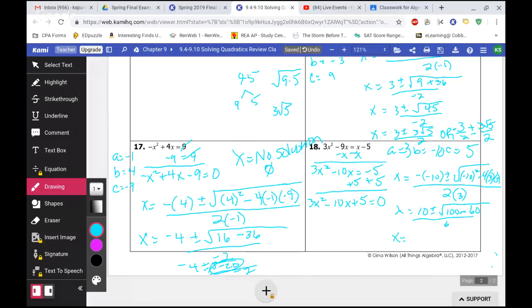So now we have 10 plus or minus 40 over 6. And then we have x equals 10, and then 40 factored is 4 times 10. So I've got a perfect square of 2 in there. Pairs make squares. 2 root 10 all over 6.